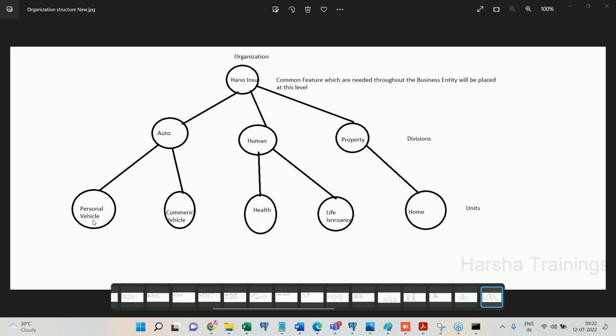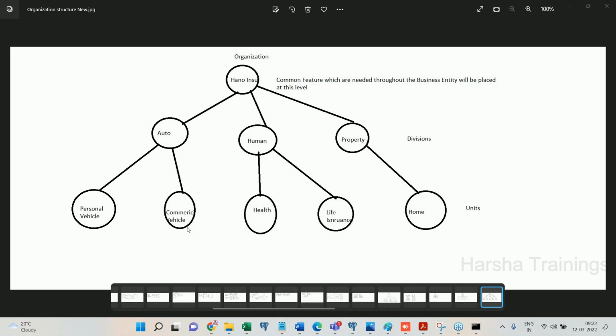Under auto, I have personal auto and commercial auto. Personal vehicle means my vehicle that I will be registering in my name and I will be using for my personal purpose. Commercial means I have a vehicle registered under the name of my company, and I will be using it for my company purpose. See, organization vehicle, company vehicle, and personal vehicle.